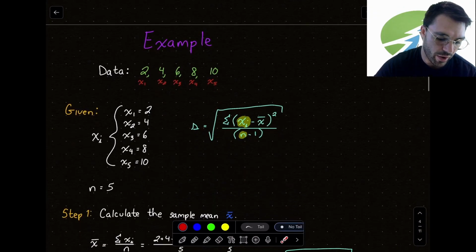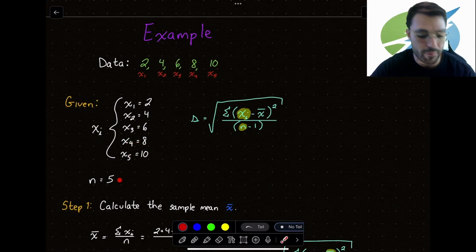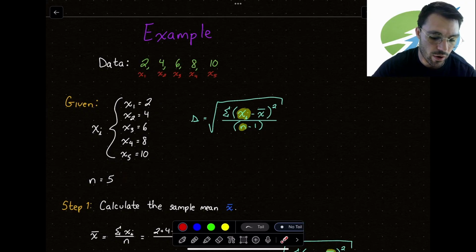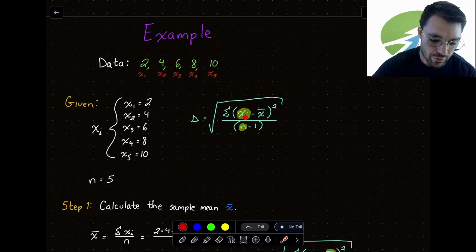Cool. So here we have an example. Here's our data set: 2, 4, 6, 8, 10. Our X sub 1 is 2. Our X sub 2 is 4. Our X sub 3 is 6. Our X sub 4 is 8. Our X sub 5 is 10. And N equals 5 because we have 1, 2, 3, 4, 5 observations in our data set. And highlighted over here is the portion of the equation we're focusing on. This is our X sub i. We're going to have 5 pieces to this. And N right here is going to be 5. This is just given data. We haven't even started the steps yet.